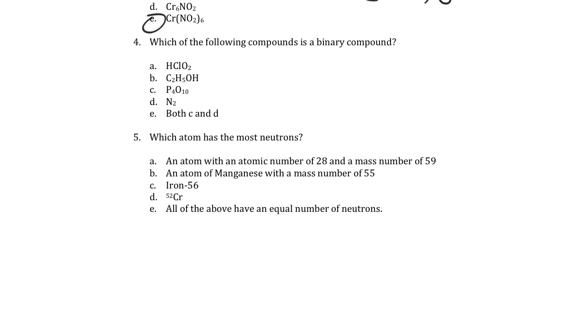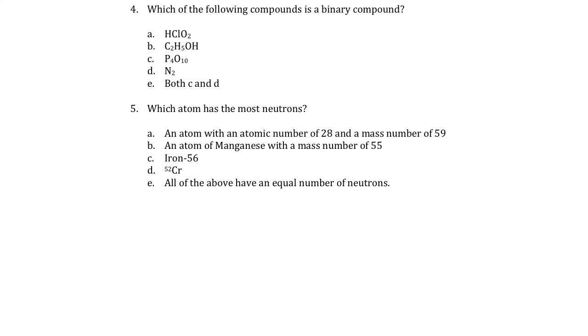So 4 and 5. Which of the following compounds is a binary compound? A binary compound is one that's comprised of 2 elements, but in any proportion. So we're looking for one with only 2 elements, like N2. P4O10 is a binary compound. This is the one we're going to pick. The naming is tetraphosphorus decaoxide. So if we're naming this, we're going to name it as a binary molecular compound.